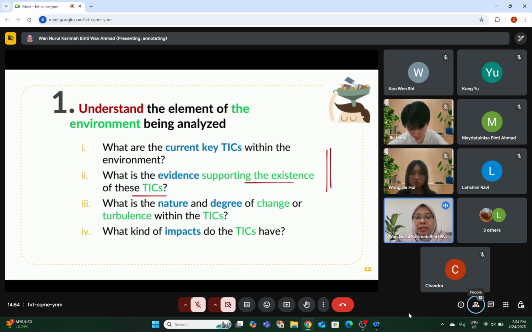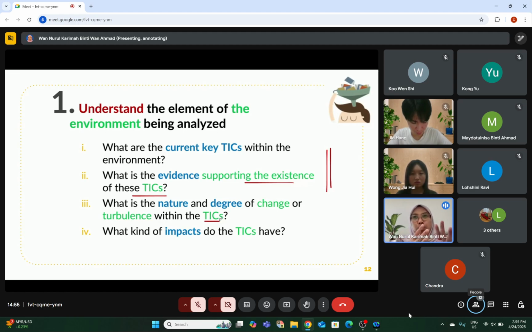And once we have gathered all the information, we need to also think about the nature and degree of change or turbulence within the TICs, whether they will cause major change to the industry in the future. It will cause major social upheaval in the future. So we need to determine whether the degree of change or the nature of change is high ataupun low, because that will determine whether the factors are important ataupun relevant for our study.